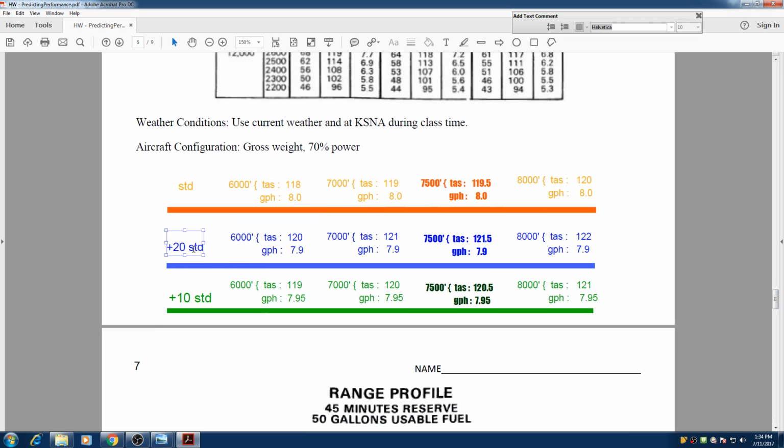I write down the numbers for 20 degrees, again with the same system. We copy down the numbers, find the values for 7,500, and finally interpolate between these two. How can we do it? Between 120 and 118 is 119, because we are interested in 10 degrees, almost 9 degrees above standard. These are the values. So the final answer for 7,500 feet is that the true airspeed it will give us today is 120.5 knots, and our fuel usage is 7.95 gallons per hour.